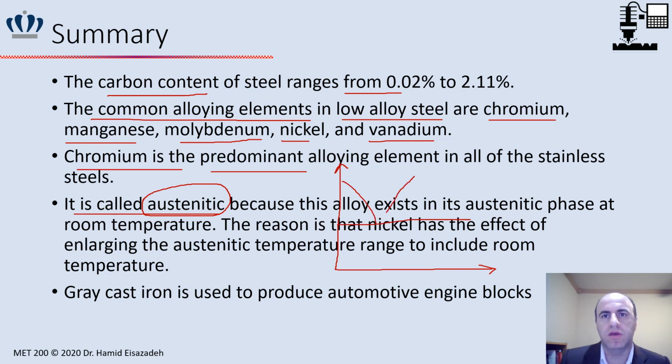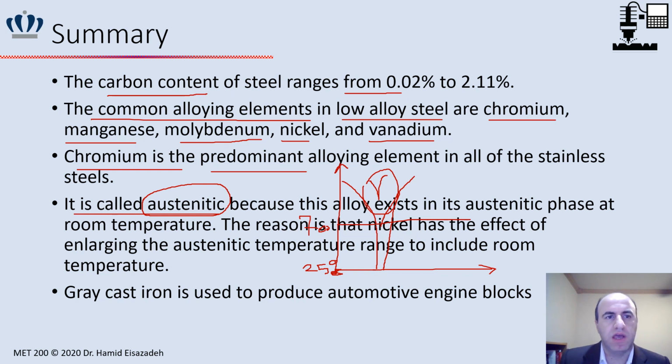Then we had this gamma phase that was stable at 700. But what happens when you add nickel, this curve can come down to room temperature, 25 degrees Celsius. So this curve is going to be shifted toward room temperature. So the austenite is going to be stabilized at room temperature. Nickel is called an austenite stabilizer.